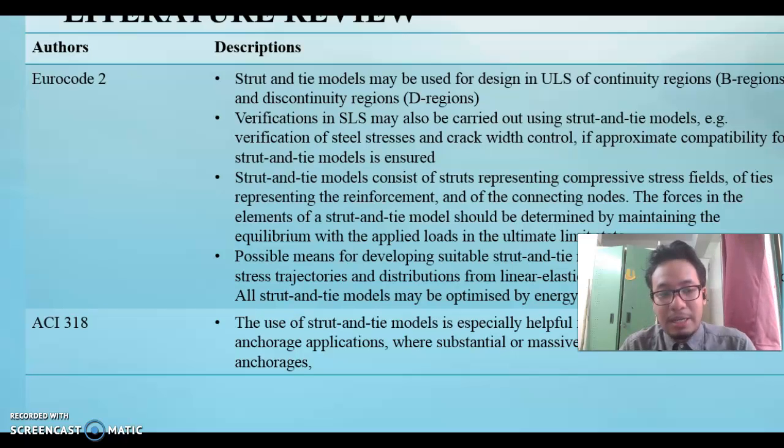While according to ACI 318, the use of strut and tie models is especially helpful for the general zone in many anchorage applications where there is a sustained or massive concrete region surrounding the anchorage.